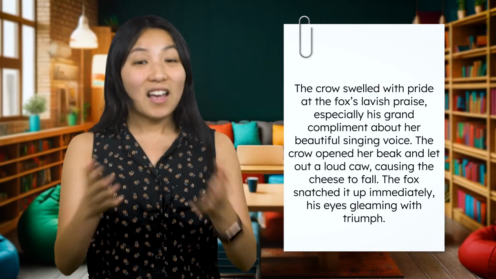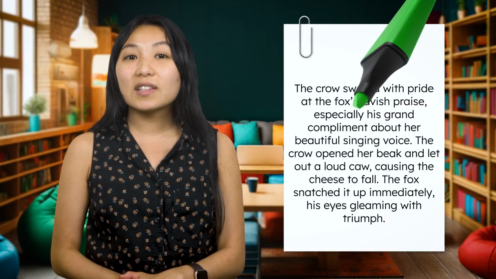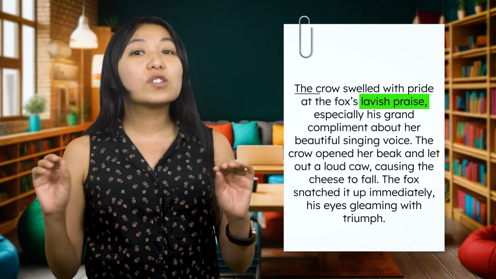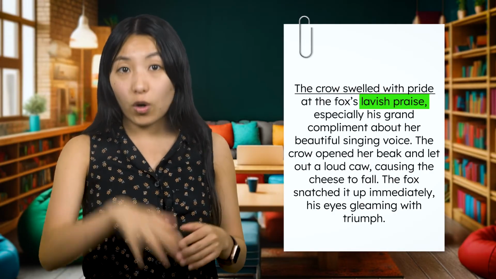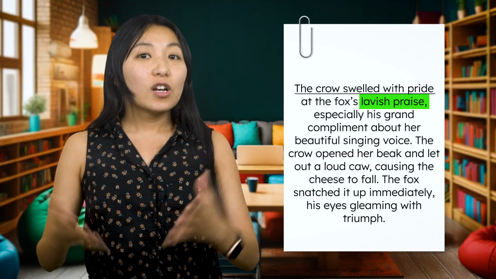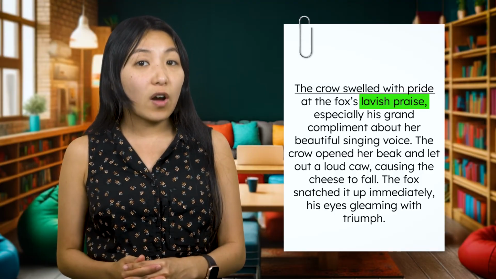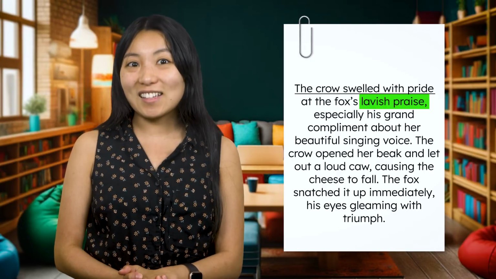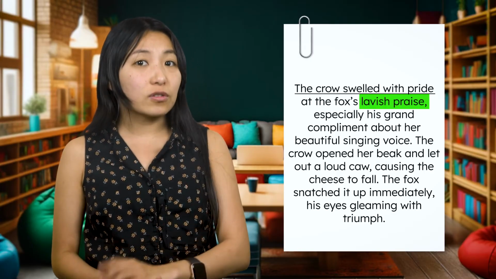How'd it go? Let's look together, starting with lavish praise. First, I'd underline the crow swelled with pride before lavish praise. This tells me that the crow felt proud. So what can we infer about what the fox said to her? We can infer it was something really nice. What about after lavish praise?